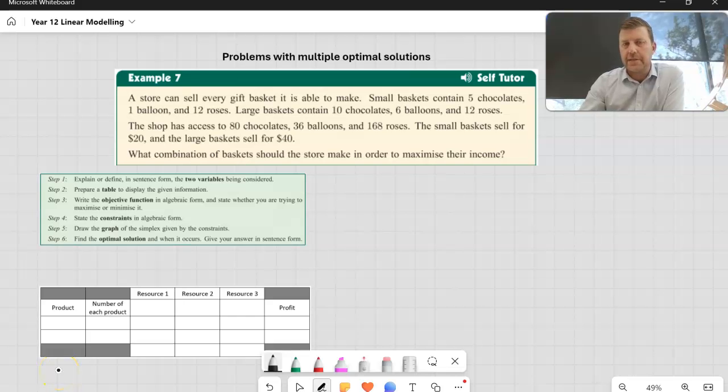Hi everyone, Mr. Markwick. In today's video, we're going to be looking at a problem we can use linear programming to solve. In today's problem, you'll notice there's actually more than one optimal solution. We'll get to that in a minute.